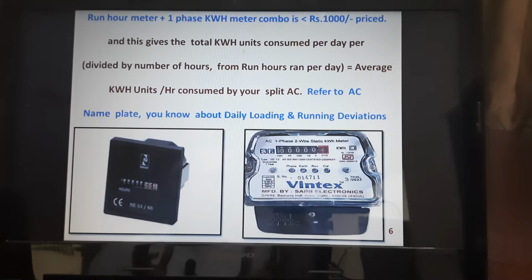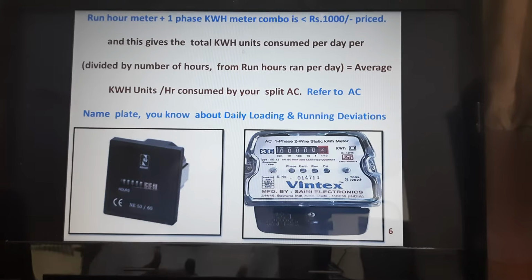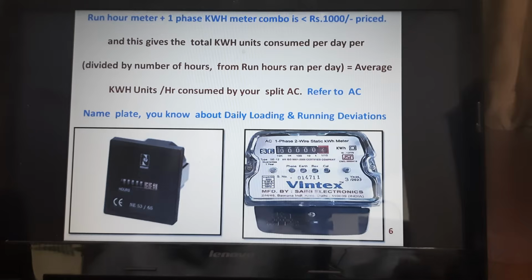If the AC runs for, let us say, 10 hours, it consumes around 130 units, so per hour it's around 1.3 kWh. You can refer to the AC nameplate, compare it with the actual consumption, and whatever the deviation is, high or low, that shows the AC's daily running efficiency on your system.